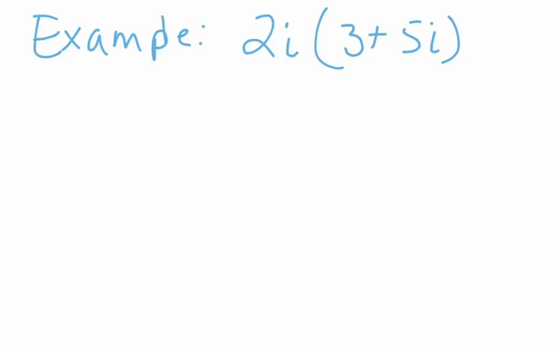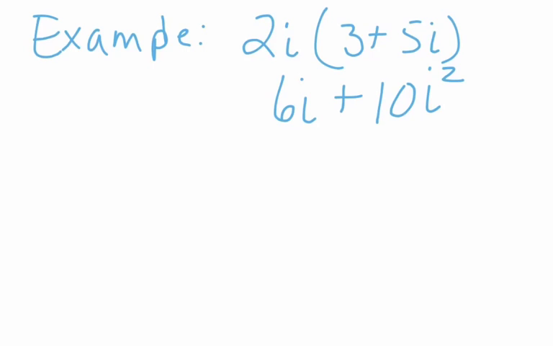So if you were to see this problem with x's instead of i's, you would distribute the 2i over the parentheses. That's exactly what you're going to do. So if you had 2x times 3, I hope you would tell me that that was 6x. Well, 2i times 3 is equal to 6i. Plus 2i times 5i, well, 2 times 5 is 10. And then i times i is going to give you i squared.